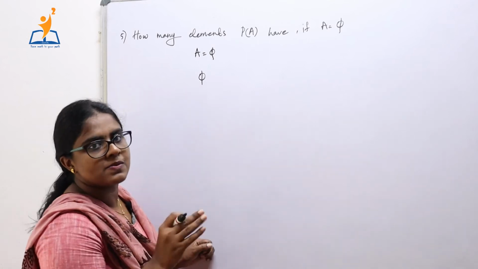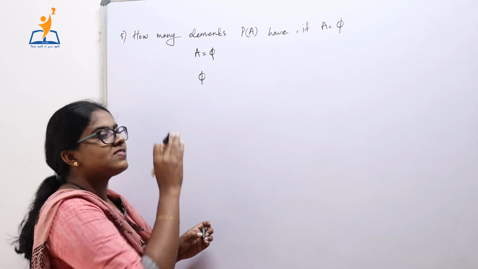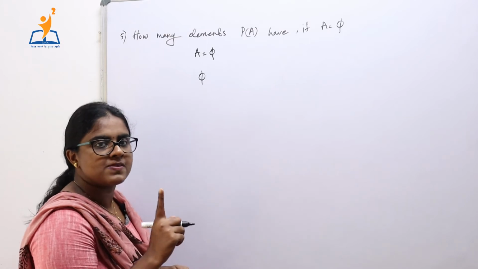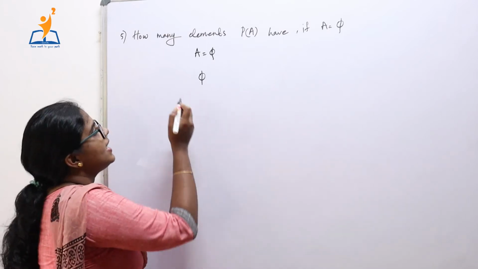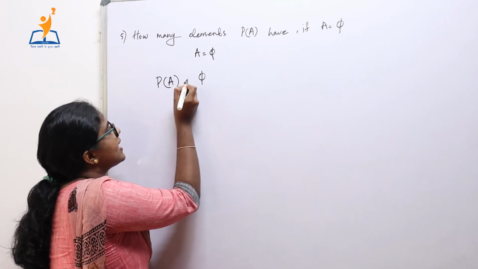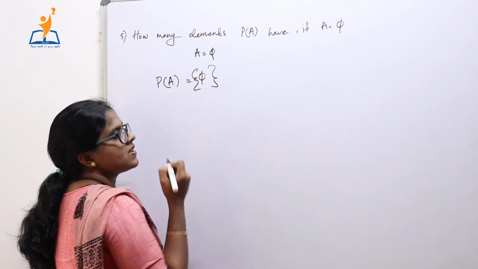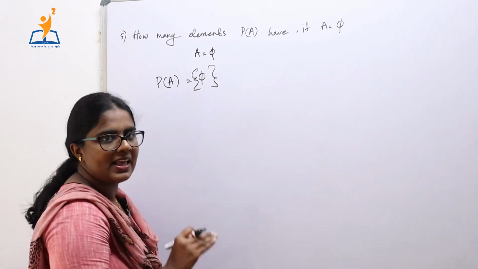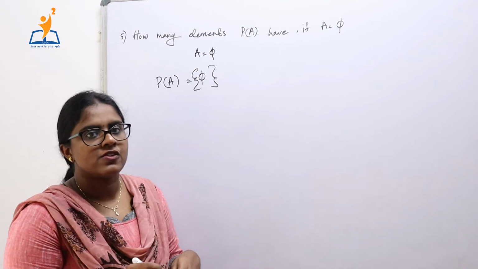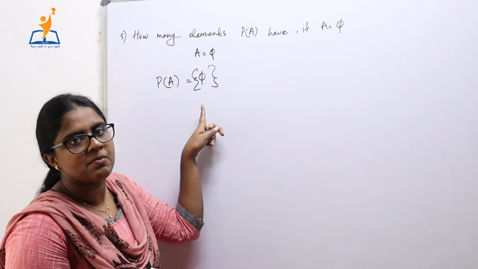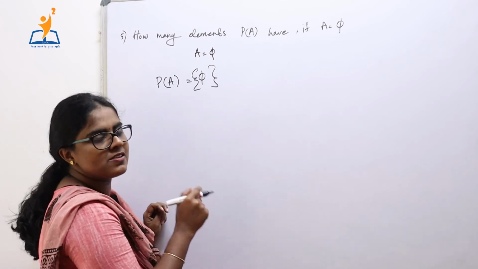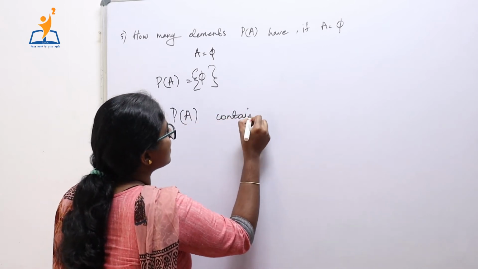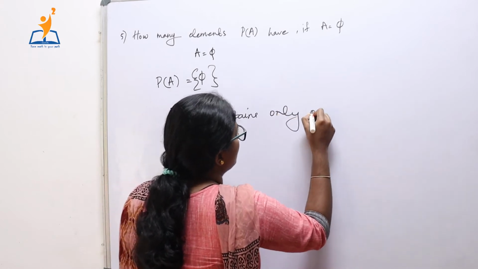So the only subset, since phi is an empty set and phi is always a subset of every set, the empty set has only one subset, that is the set itself, and power set of A can be written like this: the set of all subsets of A, that is phi is the only subset, so the set containing phi is the power set of A. So now check how many elements are there in power set of A. Only one element, that is phi. So power set of A contains only one element.